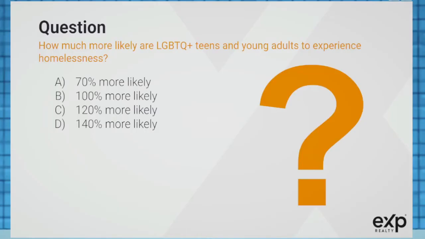Now we're going to talk about LGBTQ teens and young adults experiencing homelessness. How much more likely would you say that LGBTQ plus teens and young adults are to experience homelessness than their straight cisgender counterparts? Say they're 70% more likely than them, 100% more likely than them, 120% more likely than them, or 140% more likely? Give me a second to think about that. Now on this one, the answer is actually both C and D.